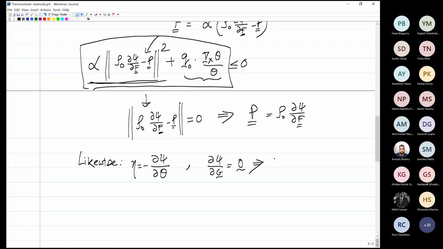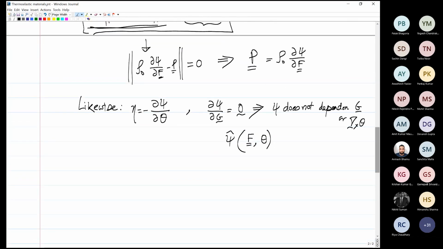But this also means psi does not depend on g, or grad x theta. Okay, so this function psi hat has just F and theta as arguments. But then you see, it means P is also only dependent on F and theta, because P is from the derivative of psi. So if psi does not depend on grad theta, then P will also not depend on grad theta. And likewise, entropy will also not depend on grad theta.